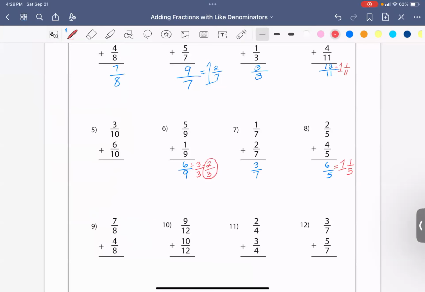And that is our lesson for today on adding fractions. I will attach this worksheet for you to do on your own.